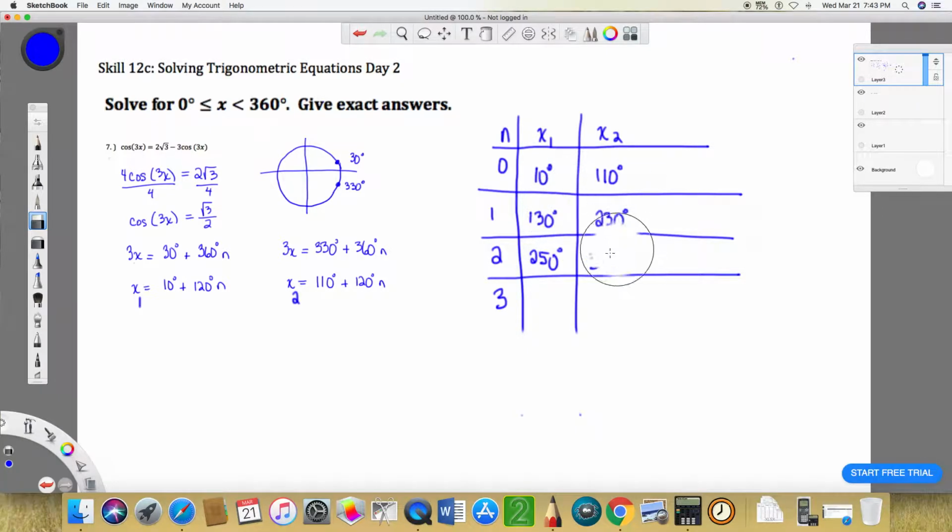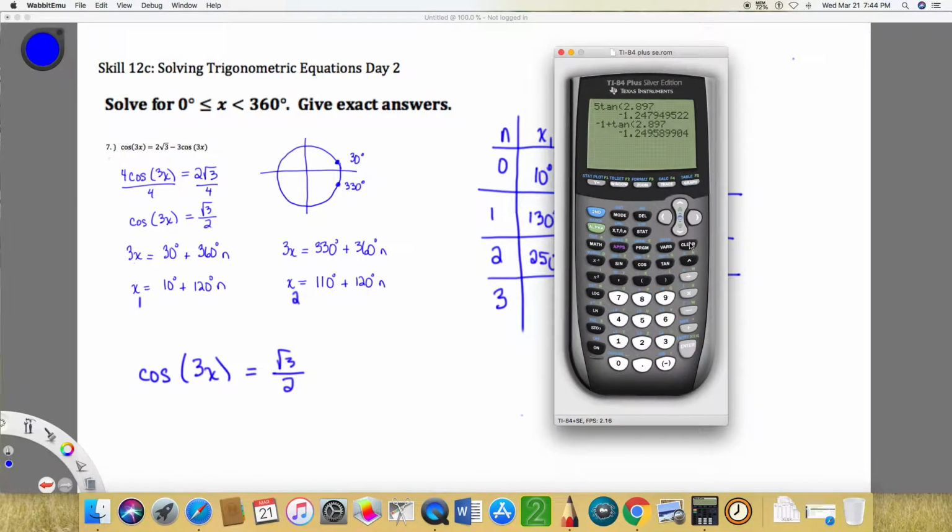All right, so these 6 solutions should be a solution to that equation. Let's see, is there an easy way to check? Since we isolated that cosine, we had the equation cosine of 3 times our answer was equal to radical 3 over 2. So let's check that real quick. What decimal is radical 3 over 2?